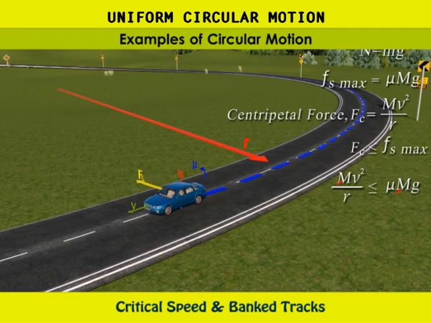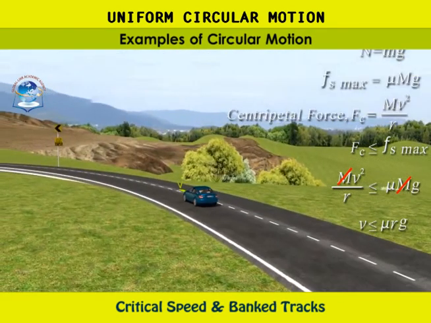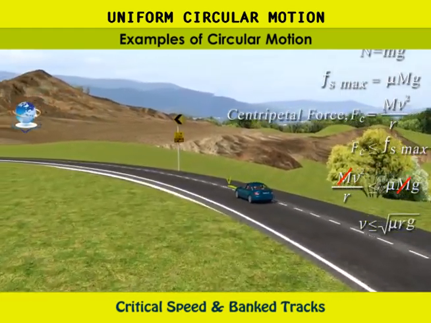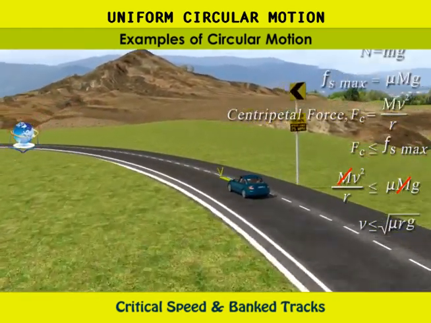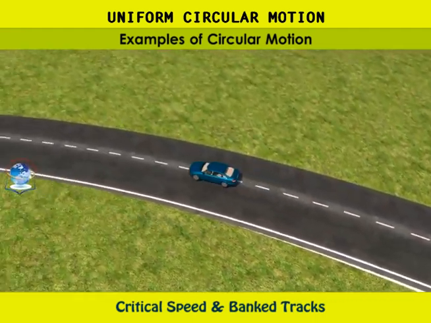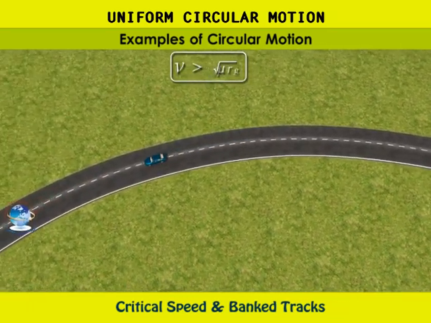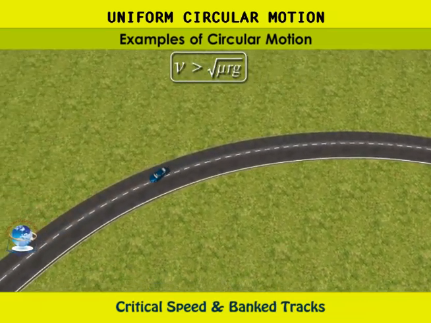Cancelling out the m's, v squared is less than or equal to mu rg, and v is less than or equal to the square root of mu rg. This is called the critical speed. If the car moves at a speed greater than this critical speed, it skids away from the center.